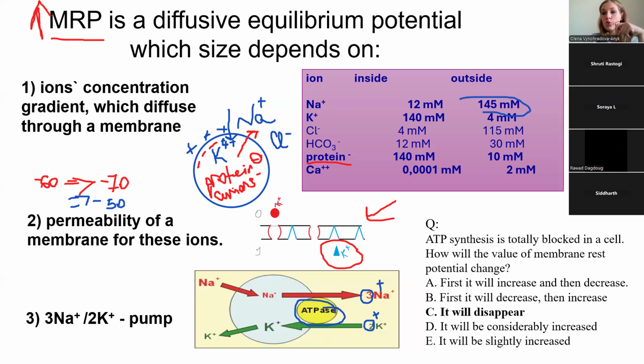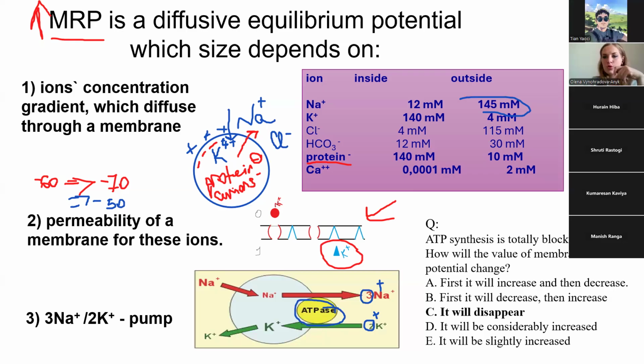Let's look at a sample question from the Krok. ATP synthesis is totally blocked in a cell. How will the value of the membrane rest potential change? And here is an important moment. If energy is absent, if the pump is blocked, it means that in this case our MRP will disappear.